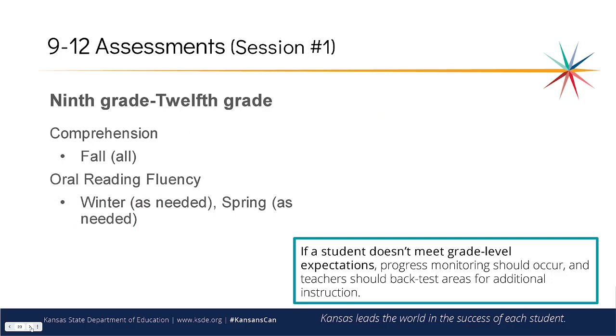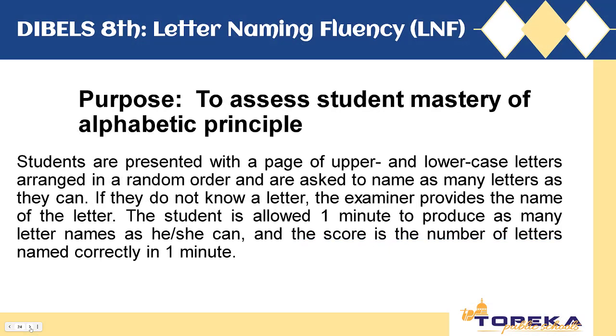And in 9th through 12th grade, it is oral reading fluency with a comprehension measure in the fall. The first subtest on the DIBELS 8th edition is the letter naming fluency.